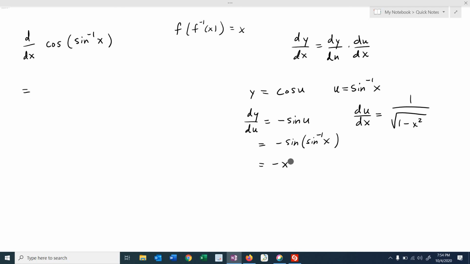Now we just have to take the outer derivative times the inner derivative. And of course, you can write it like this. And so that's the derivative of cosine of arcsine of x.